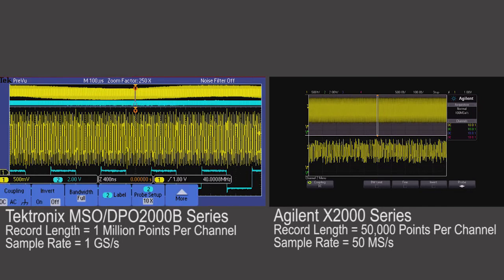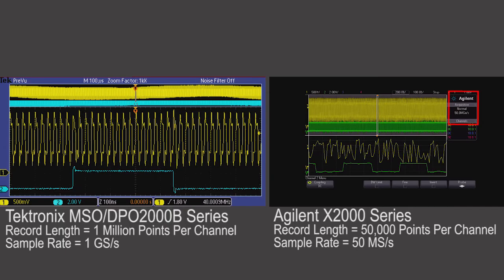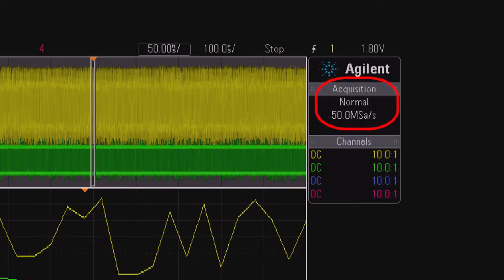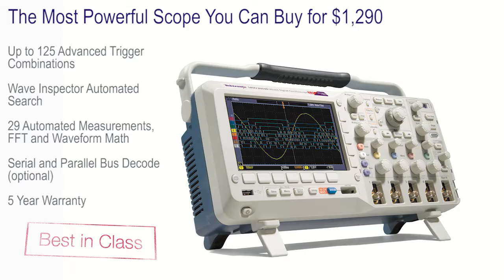And with shared memory across channels, as you turn on more channels, the sample rate is cut in half again, losing even more signal detail. Only the MSO DPO2000 series offers the powerful toolset you need to get your job done fast.